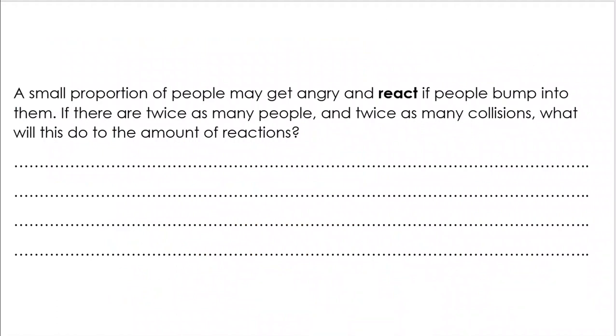Now within that group of people, however many people are there, there will be a small proportion of people who would get very angry if somebody bumps into them. What do we think generally would be the case if we take an average sample of people and we've got a particular percentage of that group of people who might get angry if they're bumped into? What would happen if there were twice as many people and twice as many collisions? Well, there'd be twice as many reactions. There will be twice as many people getting angry when somebody bumps into them.